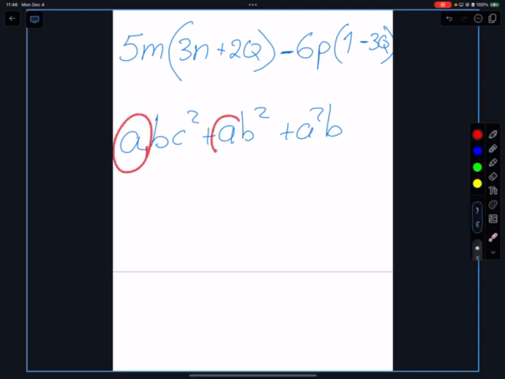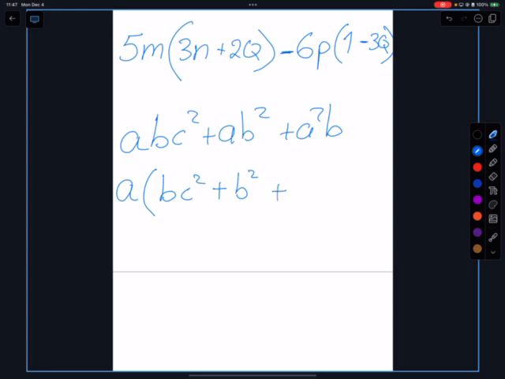The first one is you take out A. You have to take the lowest one. So I look at all the A's. The lowest one is to the power of 1. So you divide by the highest common factor, which is A. When you divide ABC squared by A, you get BC squared. When you divide AB squared by A, you get B squared. When you divide A squared B by A, you get AB.